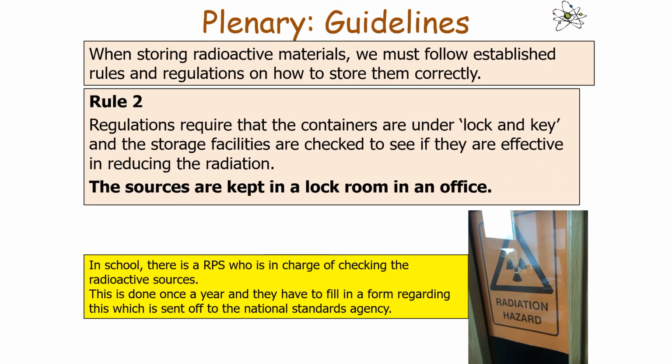The second rule is that regulations require that containers are under lock and key and the storage facilities are checked to see if they are effective in reducing radiation. So it tends to be that many sources are kept in a locked room in an office. In schools, there's someone called an RPS, a radiation protection officer, who is in charge of checking the radioactive sources, which is done once a year, and they fill in a form regarding this, which is sent off to the National Standards Agency.